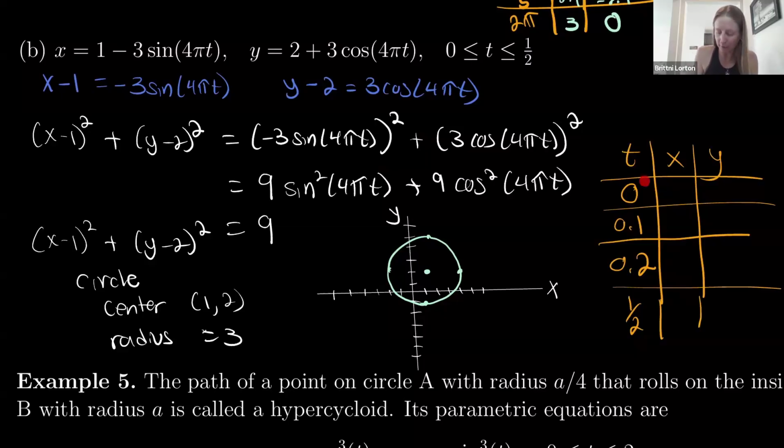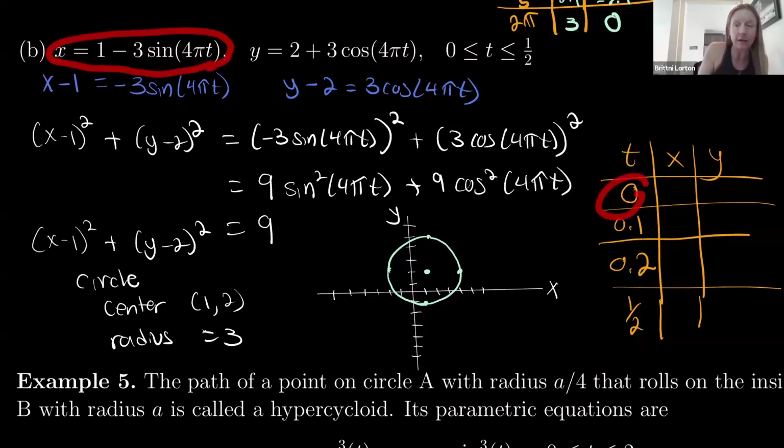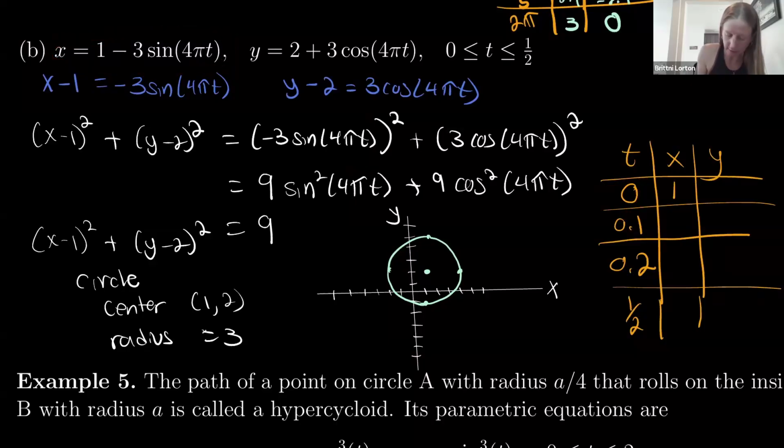So where do I plug that stuff in? I plug 0 into the x equals. That's very important, into the x equals. Sine of 0 is 0, so I got 1 there. Cosine of 0 is 1, so I got 5 there. Okay, then I'm going to plug in 0.1 into this x equals, and I'm going to use my calculator for it. So I have 1 minus 3 sine of 4 pi times 0.1. And I got the decimal, let me write it, of negative 1.9. And then I'll do the same thing for the y. So 2 plus 3 cosine of 4 pi times 0.1. And I got 2.9.